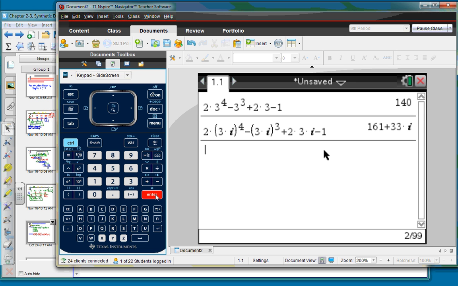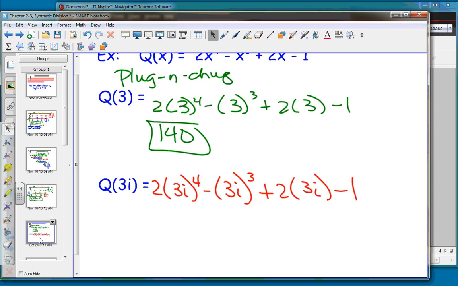It's math. It doesn't rock the world. When you're doing synthetic division with imaginary numbers, I will not make you show your work because the calculator does that calculation for you. This is not testing you over complex numbers today. I'm teaching you synthetic division. I already taught you complex numbers, which means you just have to apply that concept here. If you have a tool that does that for you, why not utilize it? So with that said, this is going to be 161 plus 33i.